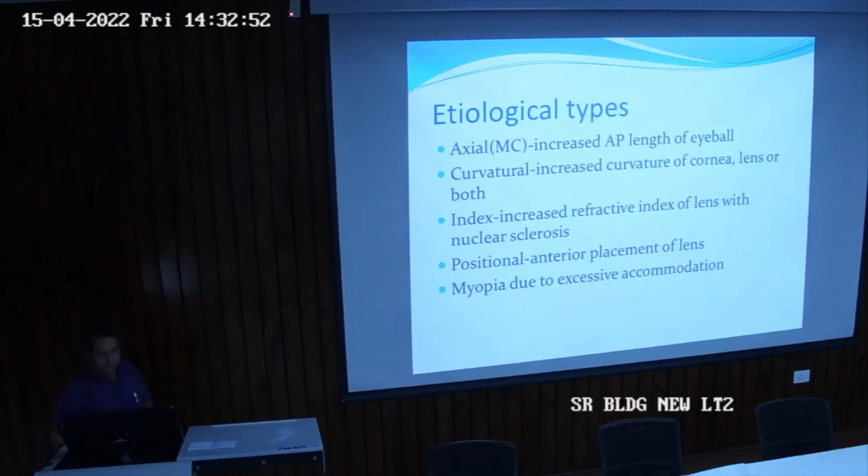The second is the curvatural myopia, increased curvature of the cornea, lens or both. Index myopia, increased refractive index of the lens with the nuclear sclerosis. When the cataract will develop after the age, or senile cataract, there will be nuclear sclerosis. So it will increase the refractive index of the eye. So that will cause the myopia. It is called nuclear or index myopia. It is also called second sight. Why it is called second sight?